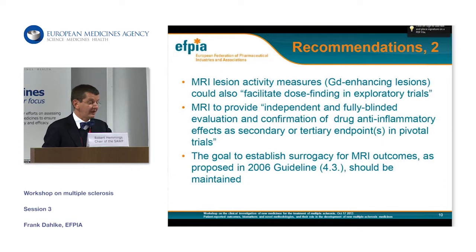We also have a couple of minor amendments to the more established MRI endpoints. We believe that regarding effects on gadolinium-enhancing lesions in exploratory trials, this is not only showing anti-inflammatory effects, but could also be facilitating those findings, which has already been done, and I think it could be worth mentioning it, as well as in phase 3 trials, the established outcome measures could be used as an independent and fully blinded source of evaluation and confirmation of drug anti-inflammatory effects. That is implicitly there, but not explicitly stated, and it could be explicitly stated.